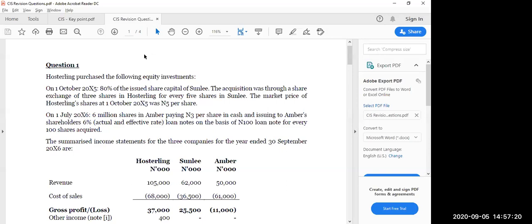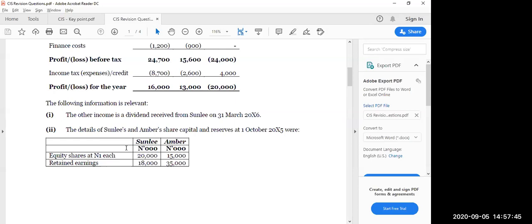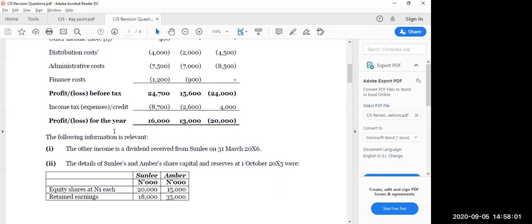Now, here is the question. On 1st July 2X6, so this is where I'm reading from, 6 million shares in Amber was acquired. So if 6 million was acquired, what is the total number of shares in Amber? If we just scroll down a little, we'll see in working two that the total number of shares in Amber is 15 million. So simply, 40% was derived by saying 6 million, the number of shares acquired, divided by the total number of shares in Amber of 15 million. So if you press that on a calc, it will throw up 40%. So that was how the 40% was derived, Victor. I hope that's clear. So we can go ahead.